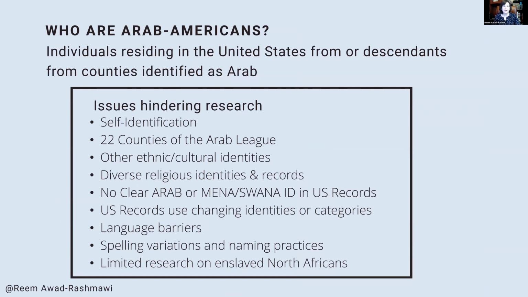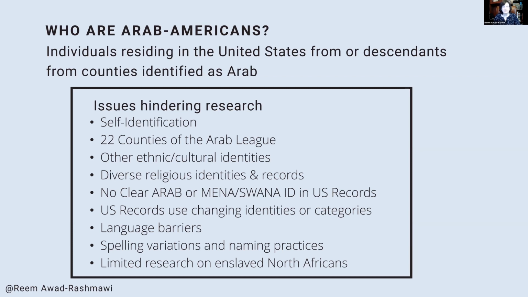And then there's other things, like there's no clear Arab or MENA, SWANA ID in US records, or even, for example, the US Census. That is hopefully changing. There are recent laws changing, at least for now, that these things will be changing state by state or hopefully on a federal level. So we'll see in the future, but historically, and as we're doing this research, there is no specific ID for this in US records.